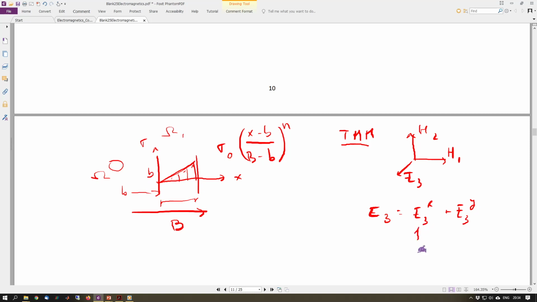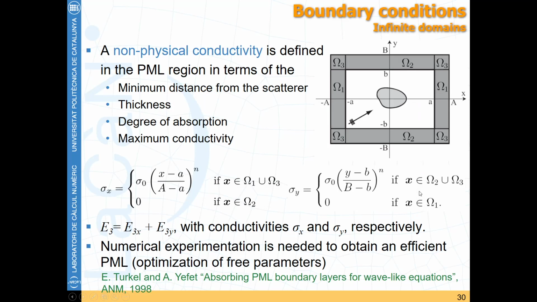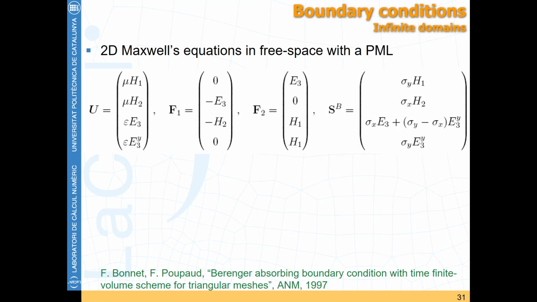So okay, this is going to be affected by sigma x, and this is going to be affected by our sigma y, different conductivities. This conductivity is not real, it is some artificial artifact that we introduce in order to have the right non-reflection condition at this boundary that we have in here. Right, so we decompose in that manner, and we write our equations, for instance, in 2D. That's what is done here.